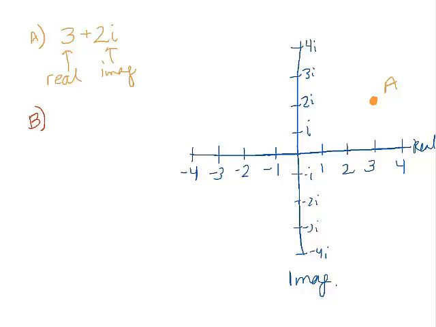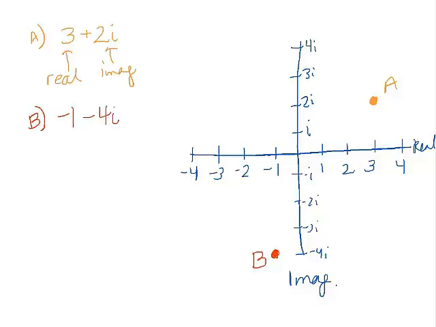Let's try graphing another point, -1 minus 4i. The real component is -1, the imaginary component is -4i. So I'm going to go left 1 and down 1, 2, 3, 4. And that would be my point B.